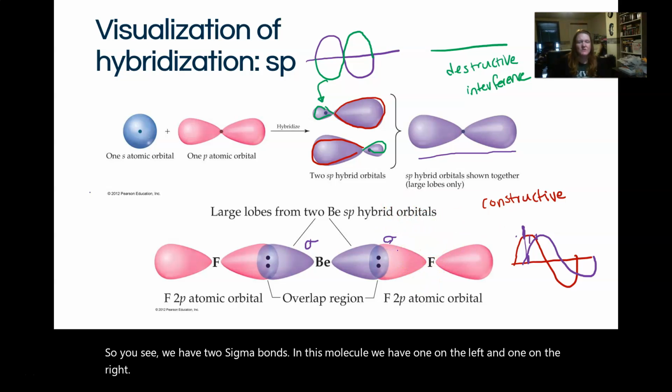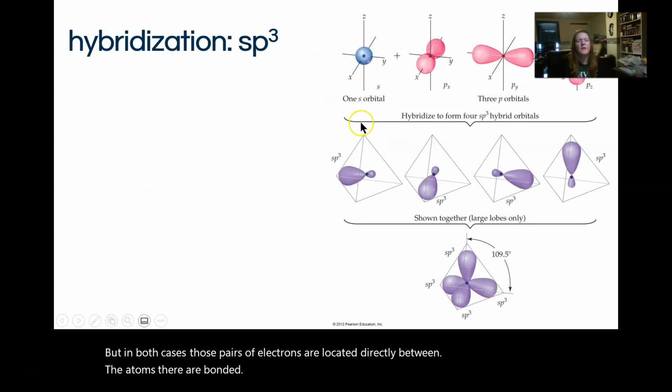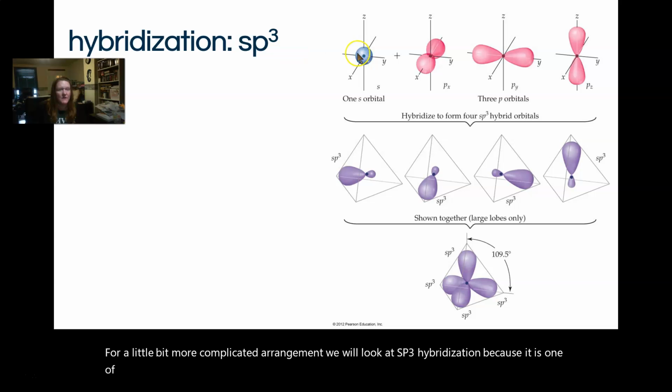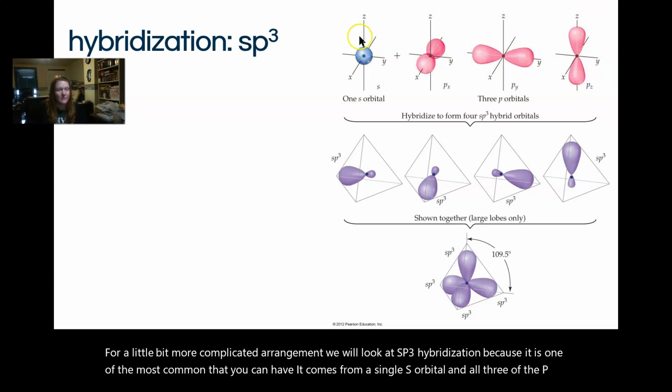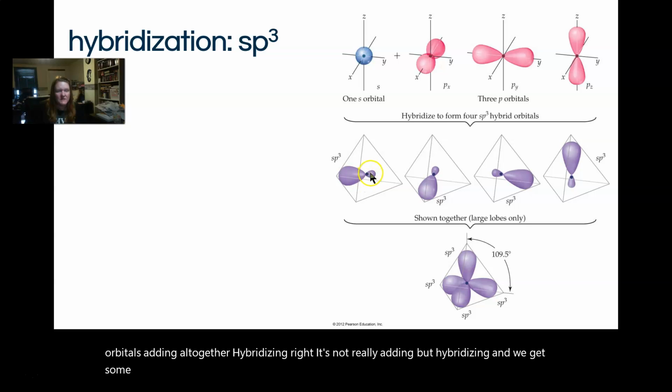But in both cases, those pairs of electrons are located directly between the atoms that are bonded. For a little bit more complicated arrangement, we will look at sp3 hybridization because it is one of the most common that you can have. It comes from a single s orbital and all three of the p orbitals. Adding all together, hybridizing, right? It's not really adding, but hybridizing, and we get some constructive areas and some destructive areas.